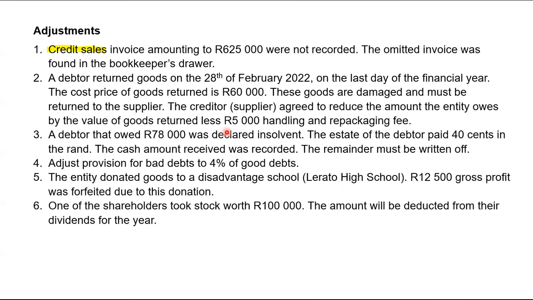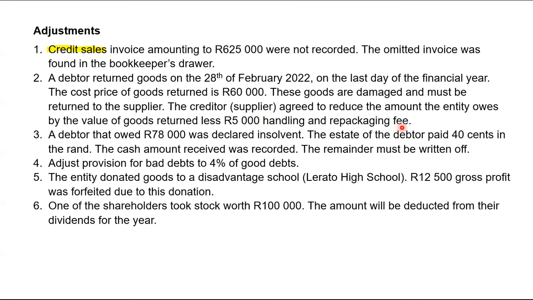Why though am I reducing my creditors' control by 55,000? Why is it? What is this 5,000 for? I mean, I'm returning these goods back to the creditor. Oh, they're telling me that that 5,000 is for a handling and repackaging fee.